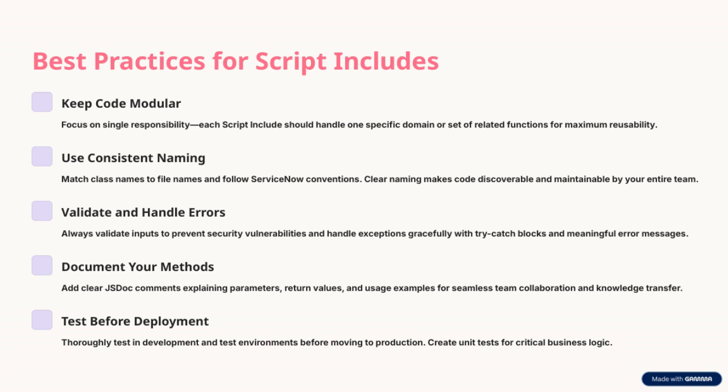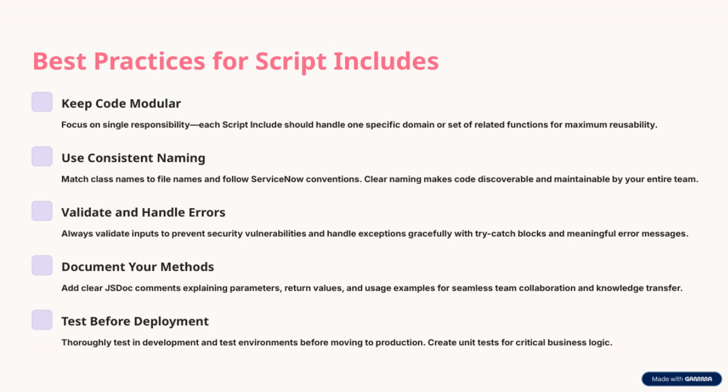Next, documenting our methods clearly with JS comments is crucial. By explaining parameters, return values, and providing usage examples, we make it easier for our team to collaborate and transfer knowledge seamlessly. Always remember to validate inputs to prevent security vulnerabilities. Handling exceptions gracefully with try-catch blocks and meaningful error messages not only improves stability, but also makes debugging much easier.